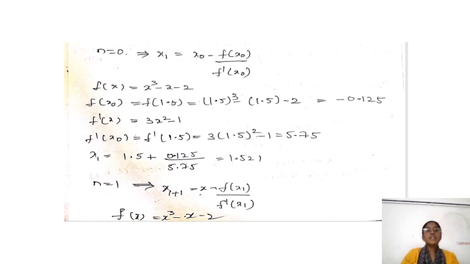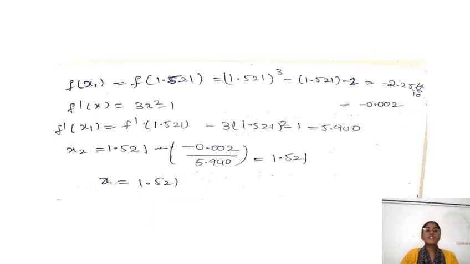n is equal to 1. That implies x2 is equal to x1 minus f of x1 by f dash of x1. f of x is equal to x cube minus x minus 2. f of x1 is equal to f of 1.521, which is equal to 1.521 cube minus 1.521 minus 2. That implies minus 2.256 into 10 to the power of minus 3, that implies minus 0.002.